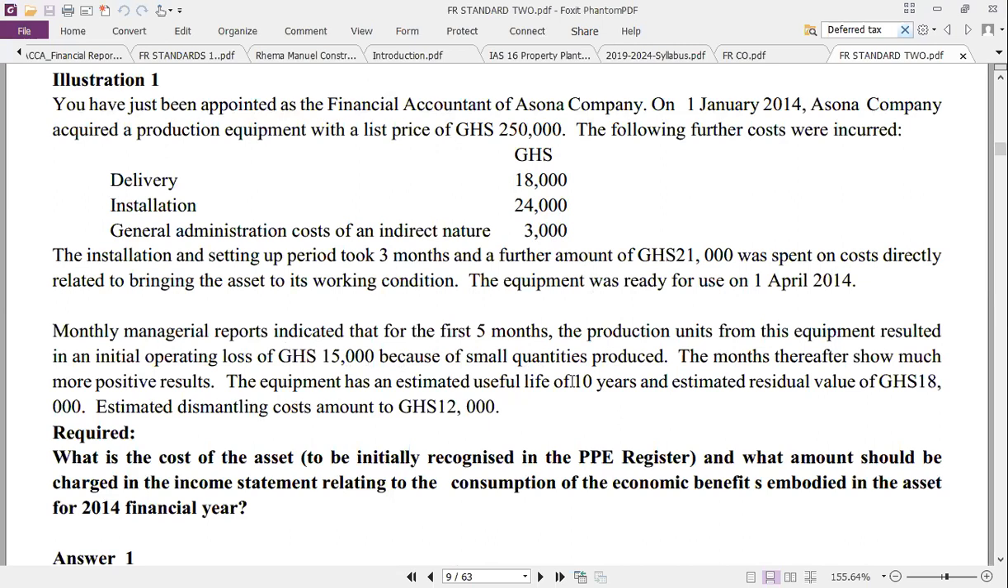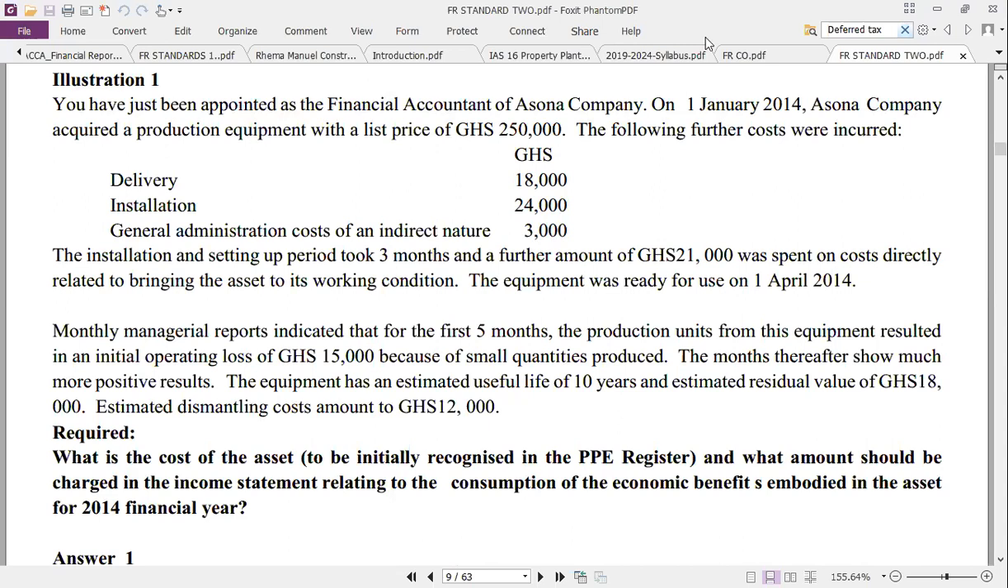Thank you. Initial operating losses should not be part. So this 15,000, ignore. Where will it be? Go to operating expenses in the P&L. Good. Sometimes we will ask you, account for the above transaction. If you ignore, you lose marks.